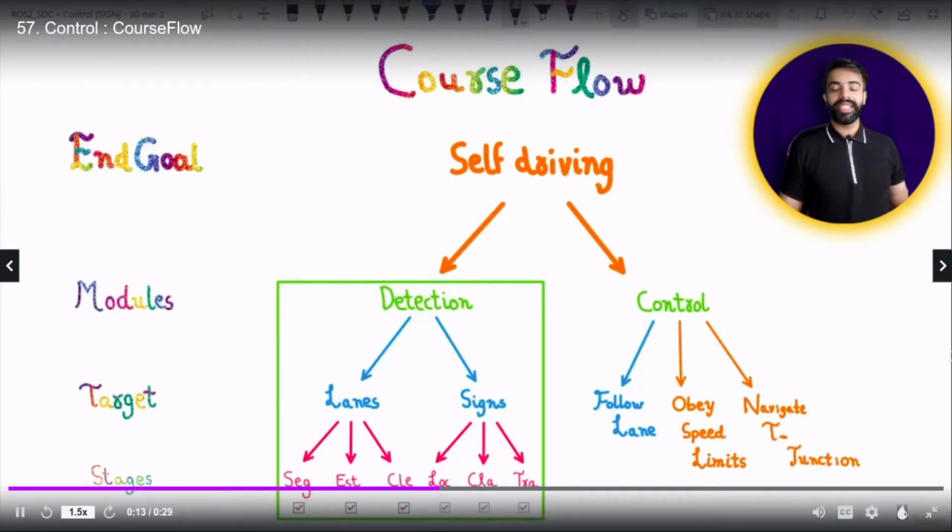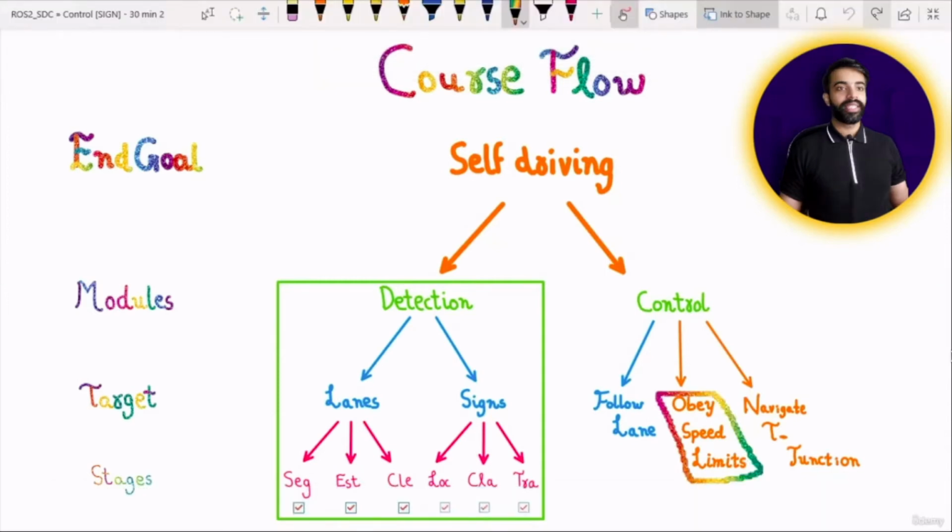Finally, our self-driving car is now able to, based on the information that we have just acquired, be provided with 2 basic but very important features: number 1, obeying the speed limits; number 2, navigating the T-junction. Let's tackle them one by one.